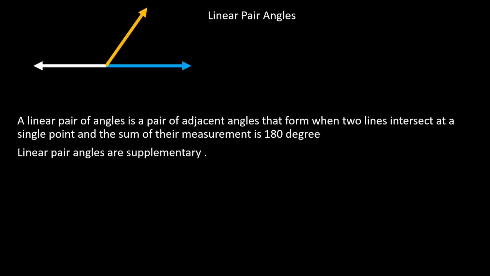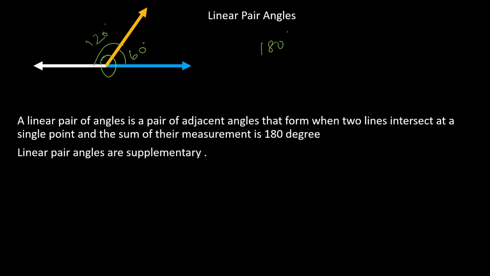The next one is linear pair angles. A linear pair of angles is a pair of adjacent angles that form when two lines intersect at a single point, and the sum of their measures is 180 degrees. If you take this yellow line meeting this white and blue line, here is the point, and this angle is 60 degrees and this angle is 120 degrees, and the total is 180 degrees, right? The linear pair angles are always supplementary, right?